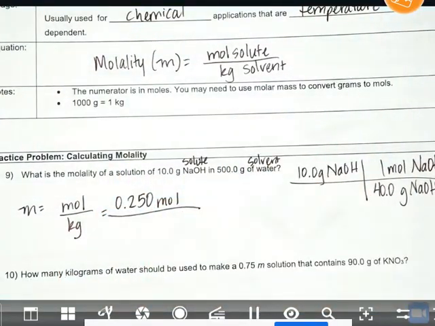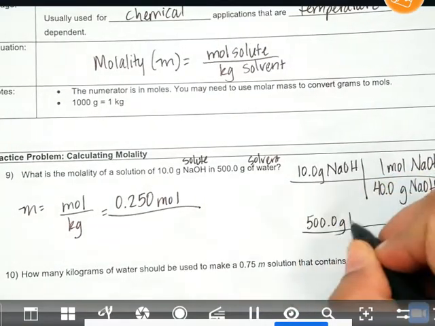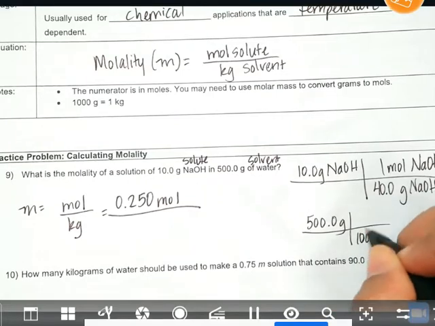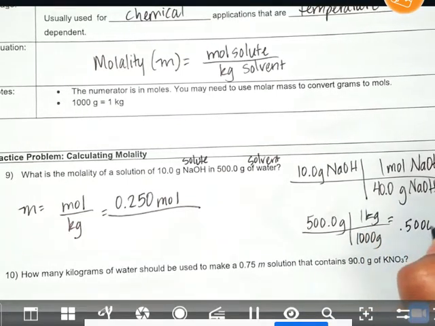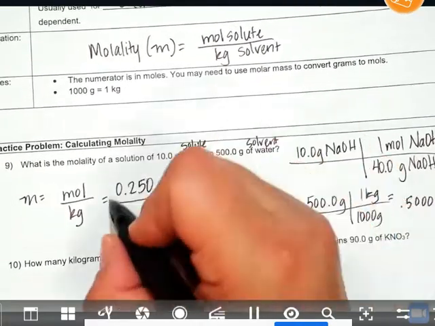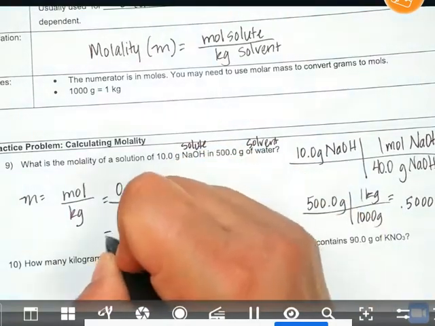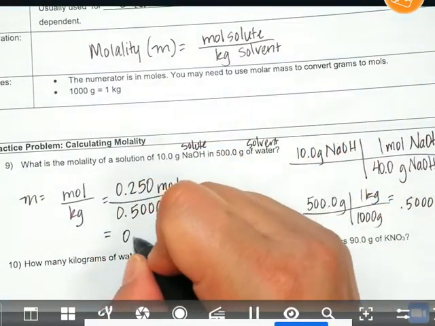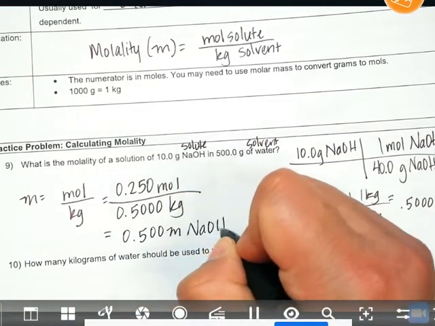In my denominator, I need kilograms. There's 1,000 grams in 1 kilogram. So that's 0.5000 kilograms of my solvent, which is water. So now I put that down here. And that's going to give me 0.500 molal of the solute NaOH.